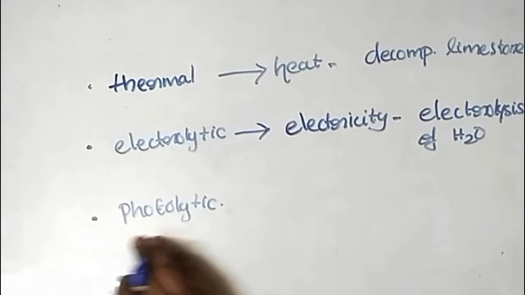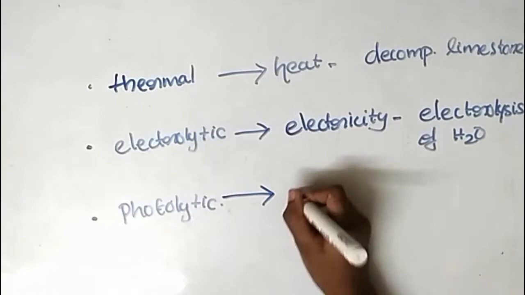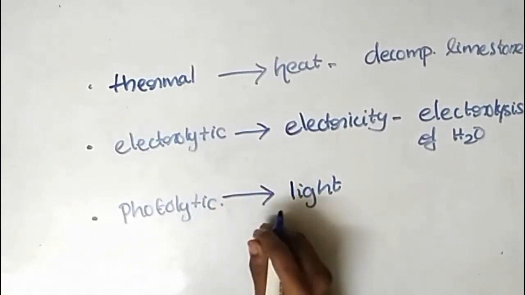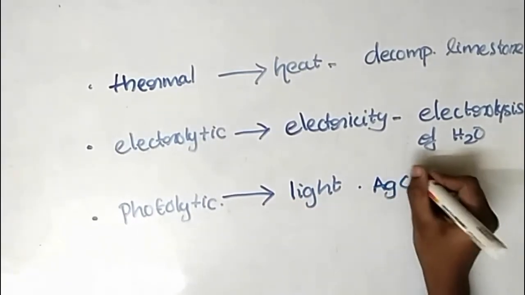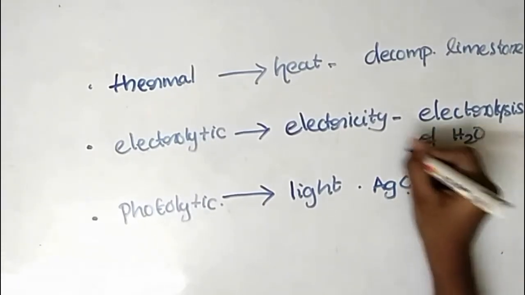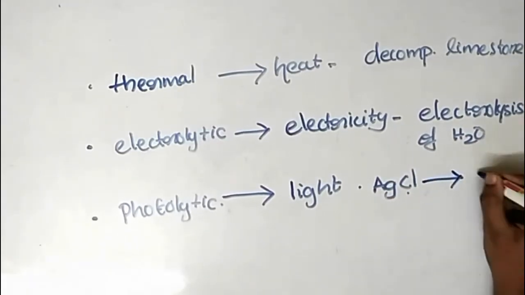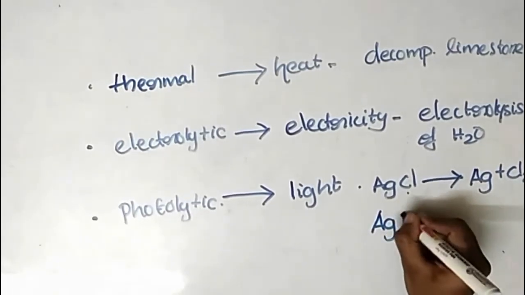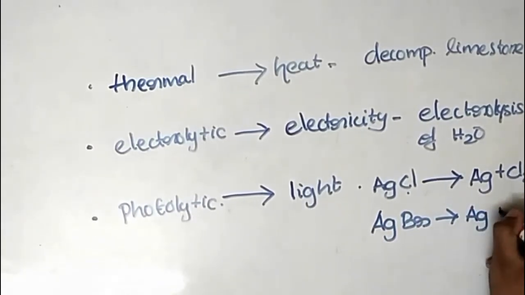Now we are going to discuss photolytic decomposition. When the decomposition happens with the help of light like sunlight, it is called photolytic decomposition. For example, we can take silver chloride, AgCl. When silver chloride is placed in the sunlight, it decomposes to silver and chlorine. Similarly, when you place silver bromide, AgBr, in the sunlight, it decomposes to silver and bromine.